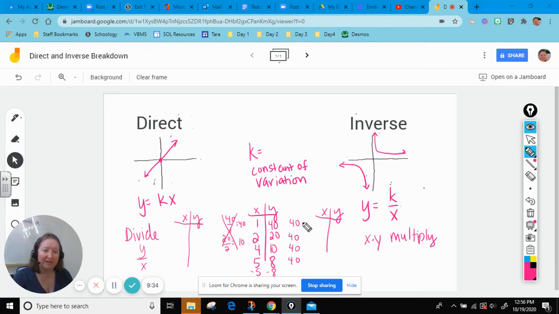And that same number, same number, same number. Remember, this time I got 40 each time. So where do I put it? I can write the equation of this table as y is equal to 40 over x.